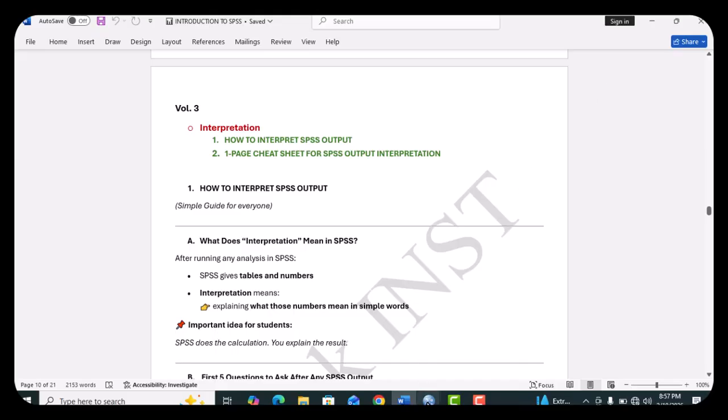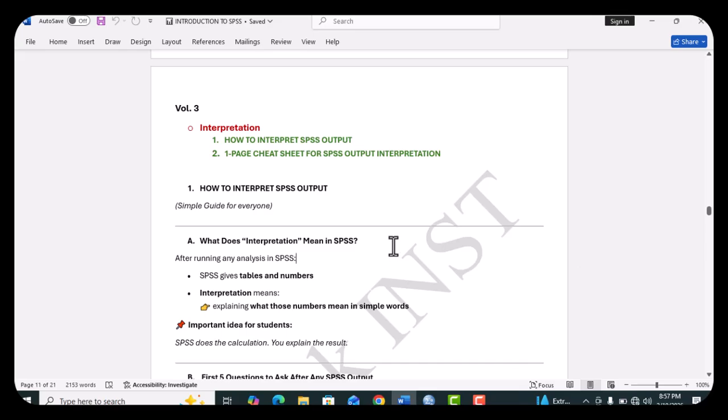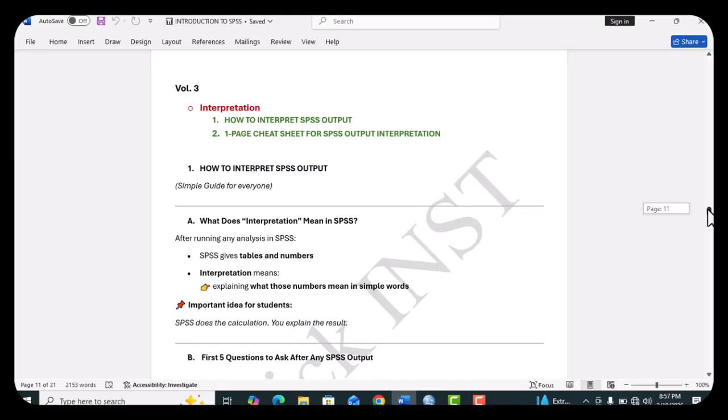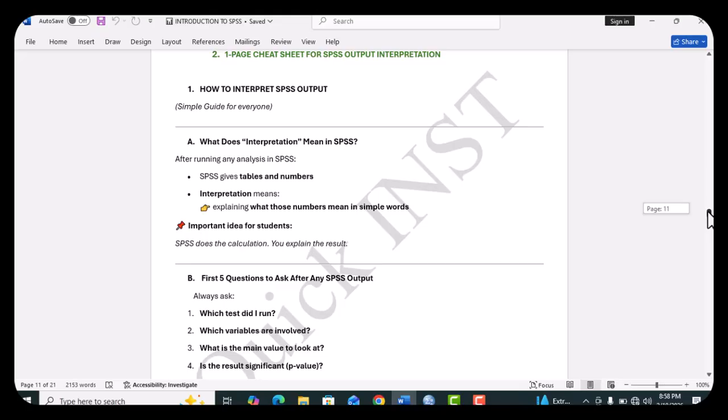So the first one is how to interpret SPSS output. SPSS is just to analyze for you. You are the one to interpret, as the case may be. For the latest version, you are the one to interpret. And the second one under interpretation is the one-page cheat sheet for SPSS output interpretation. So let's move on. How to interpret SPSS, the first one. The simple guide for everyone.